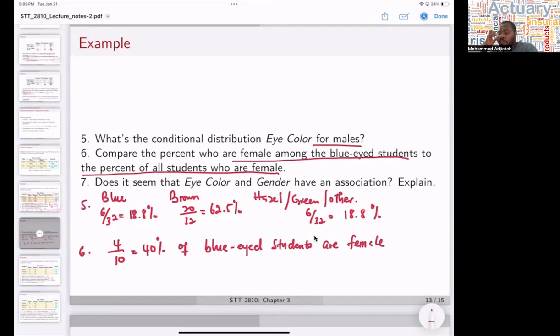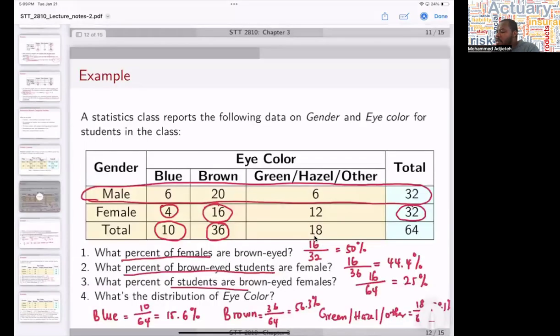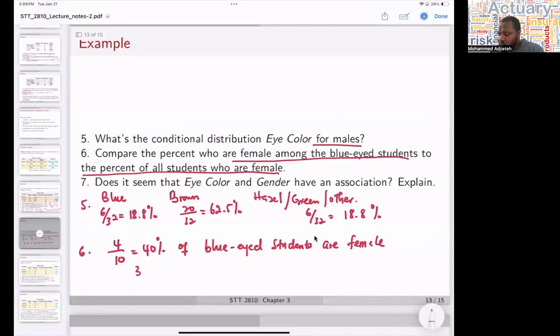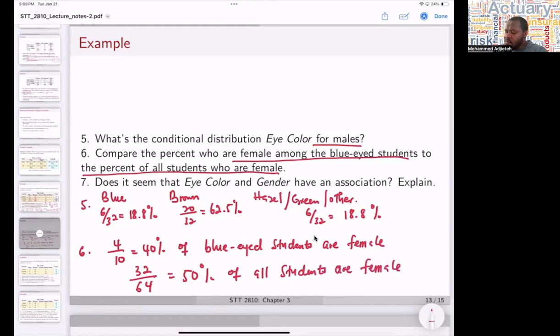And then we are trying to compare it to the percent of all students who are female. How many students do we have? We have 64. How many of them are females? The females is 32. So that's going to be 32 over 64, which is equal to 50%. So we see that 50% of all students are female.